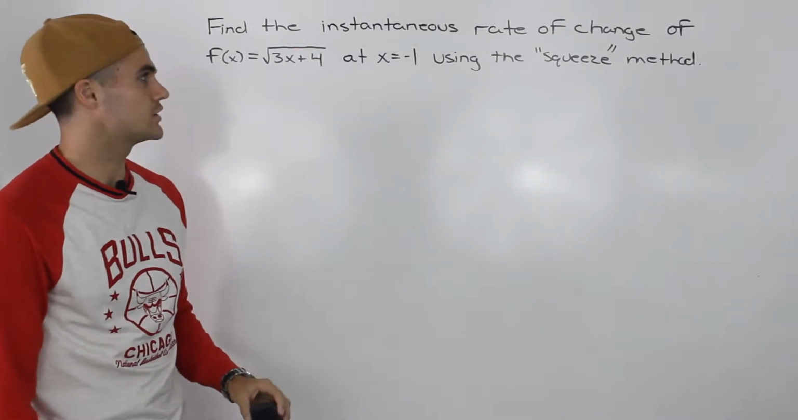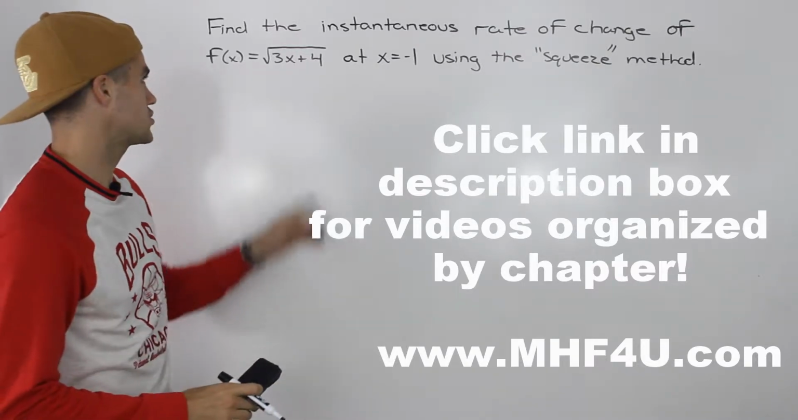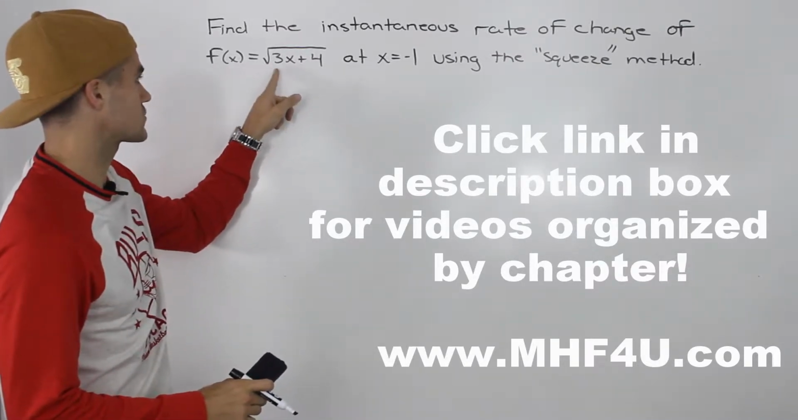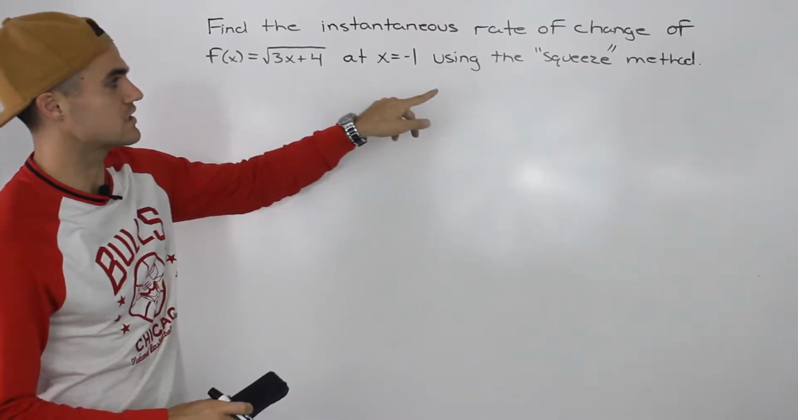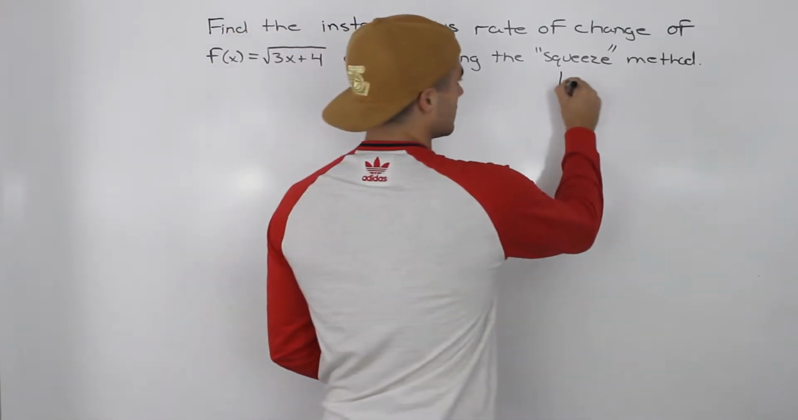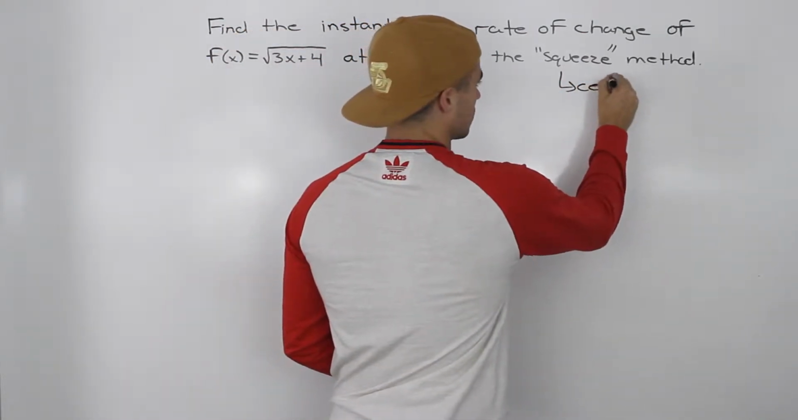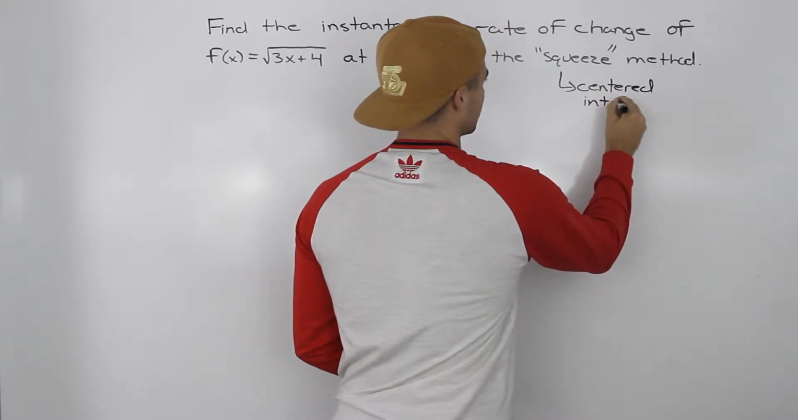Patrick here, and we're going to do another rate of change question. So we have to find the instantaneous rate of change of f of x equals square root of 3x plus 4 at this x value negative 1 using the squeeze method. Now the squeeze method, it basically is another word for the centered interval method.